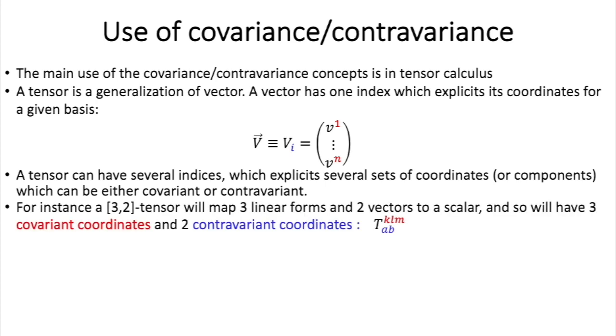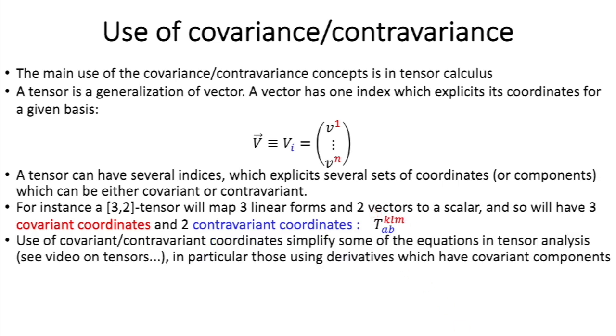For instance, you can define a 3-2 tensor, and it will map 3 linear forms and 2 vectors to a scalar, because it's a linear form. And so we will have 3 covariant coordinates in that case and 2 contravariant coordinates, and it will be noted like this. Now, the use of covariant, contravariant coordinates really simplifies some of the equations in tensor analysis, in particular those using derivatives, which have covariant components.